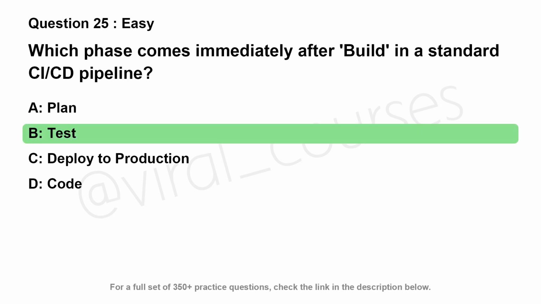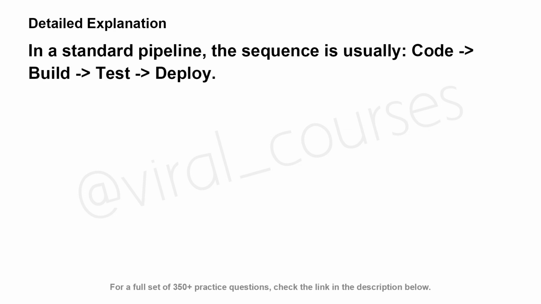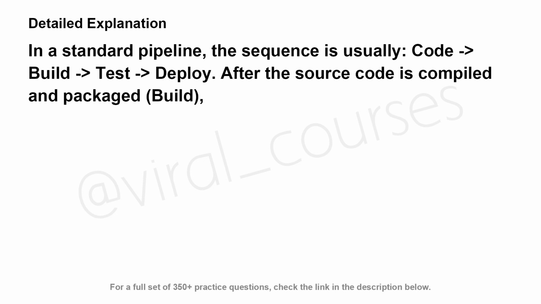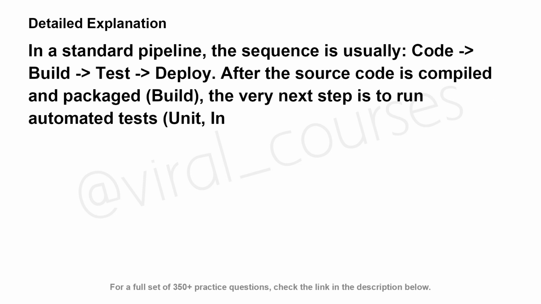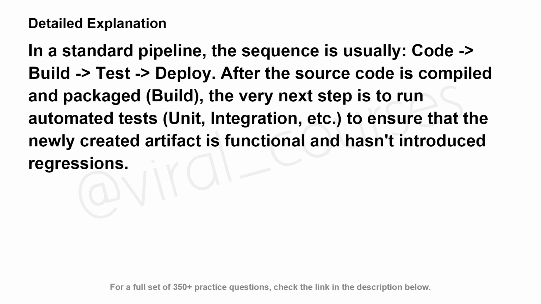The correct answer is B. In a standard pipeline, the sequence is usually code to build to test to deploy. After the source code is compiled and packaged, build, the very next step is to run automated tests, unit, integration, etc., to ensure that the newly created artifact is functional and hasn't introduced regressions.